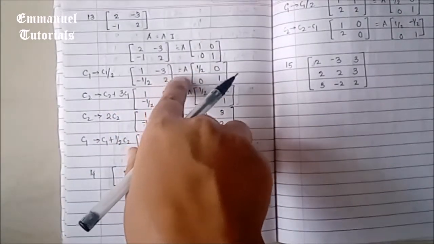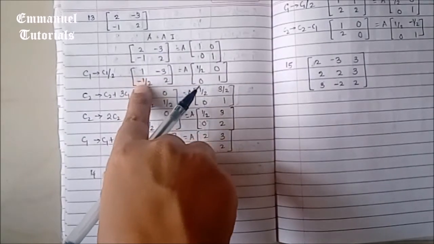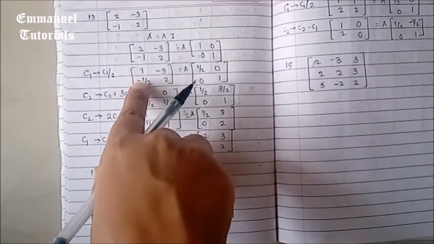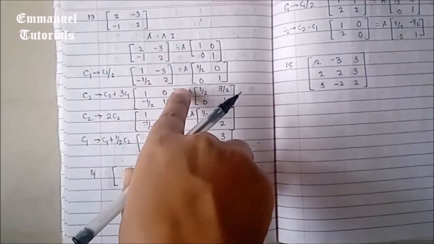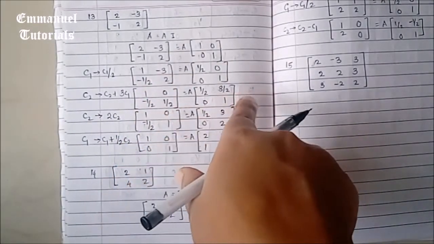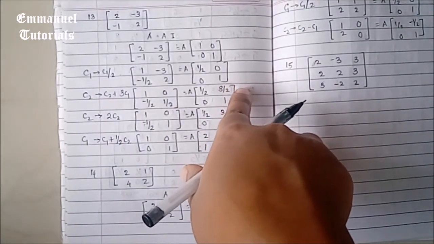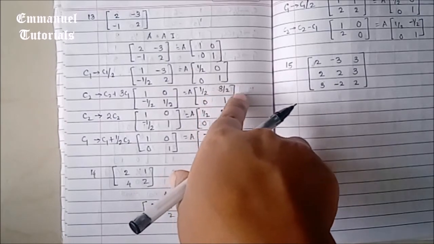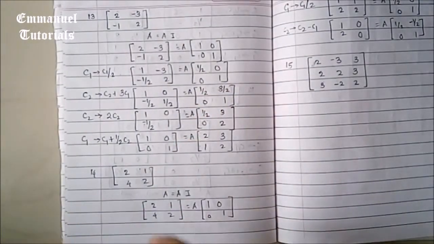Now we go to the second element. It is minus 3. To make it 0, we just multiply the first column by 3 and add it to it. So you get minus 3 plus 3 is 0. 2 minus 3 by 2 is half. And on the RHS you'll get 0 plus 3 by 2 is 3 by 2, and 1 plus 0 is 1. And the rest of the elements as they are.